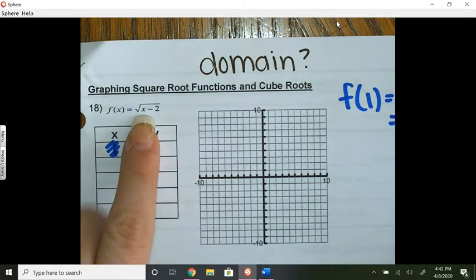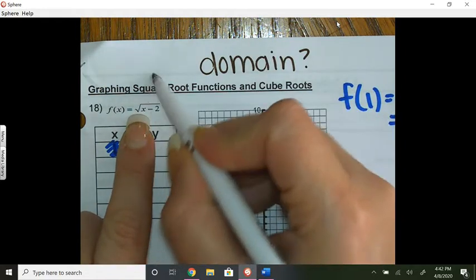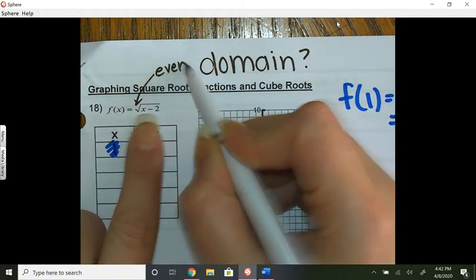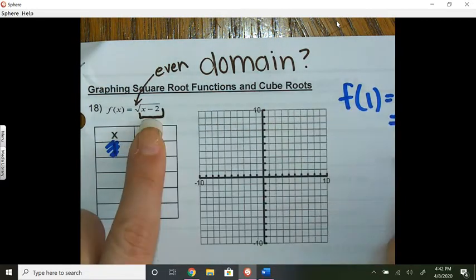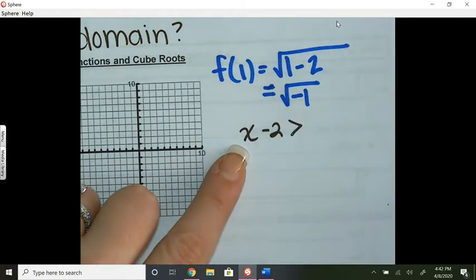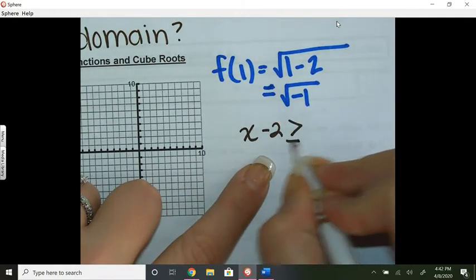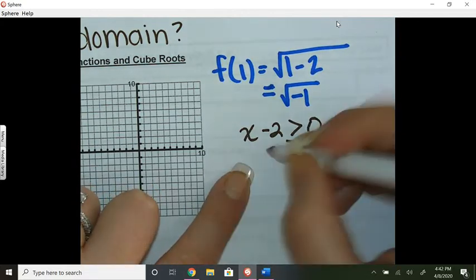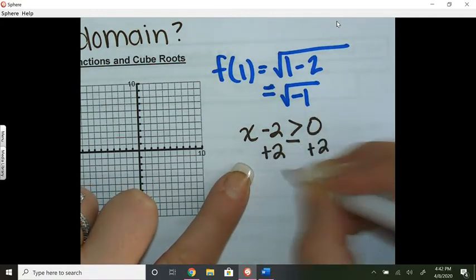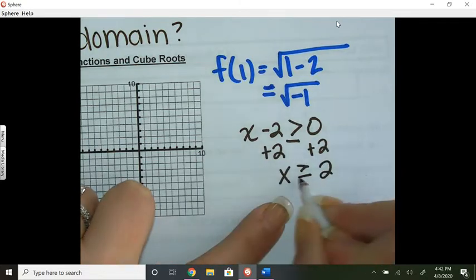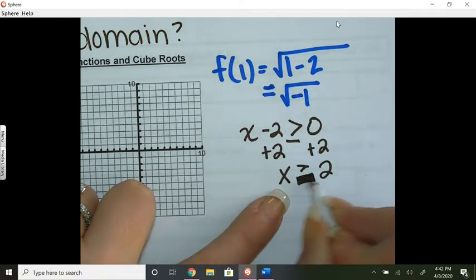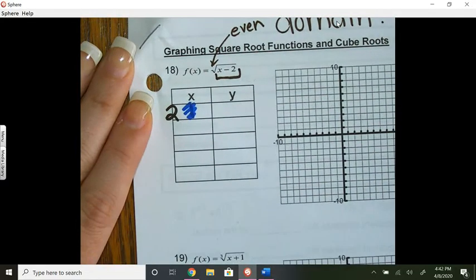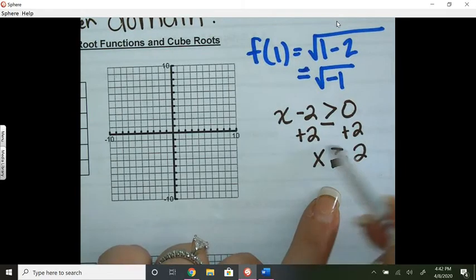So to find the domain, since the index is even, it's a 2, you take whatever's inside the radical, the x minus 2, and you say to yourself, it has to be a big number. The smallest it could equal is 0. And then we solve this. And we find out that the smallest number that x can equal is 2. So the smallest number I can use is 2. So I want to start with 2, and then I'm going to pick any number that's bigger than 2.